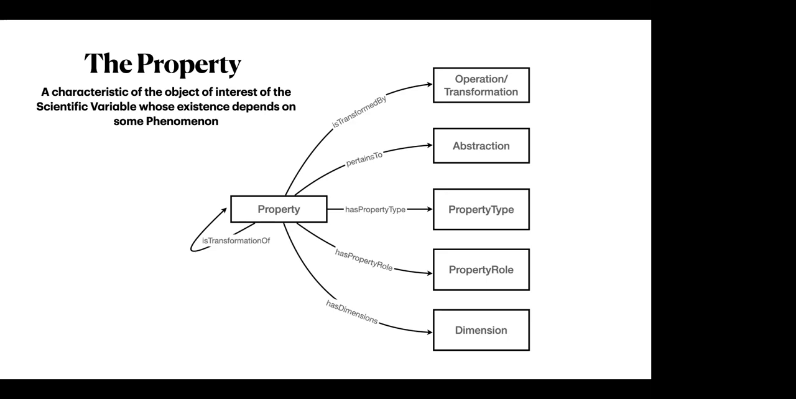And in addition to this, a property may also pertain to what we call an abstraction, but you can think of this as a mathematical model for a phenomenon. And in that context, a property may also have a property role, such as being an exponent or a parameter.